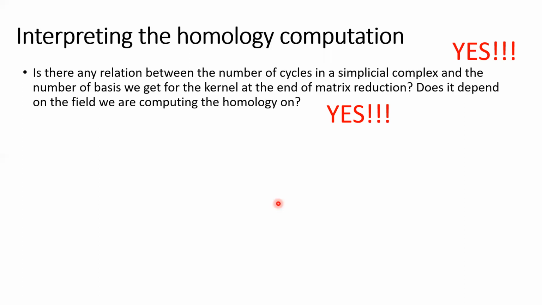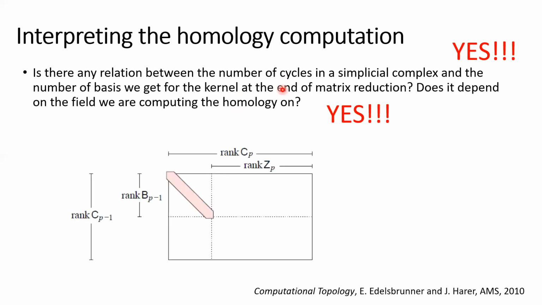There is, of course, a close relationship between the number of cycles that we're going to get and the kernel of the matrix. Here's a figure from the book of Herbert Edelsbrunner and John Harer, Computational Topology. And here's how the reduced boundary matrix looks. Here we have the rank of the cycles, so the number of columns we're going to get in here is going to be the dimension of the cycles, so it's going to be the dimension of the kernel.